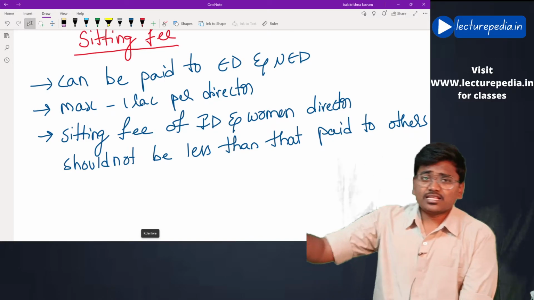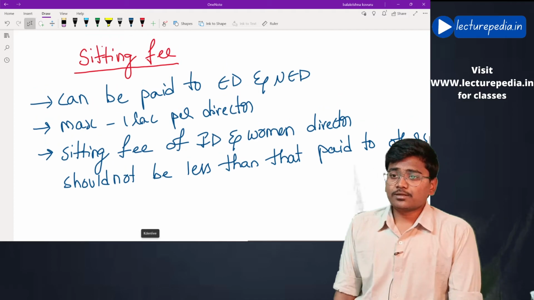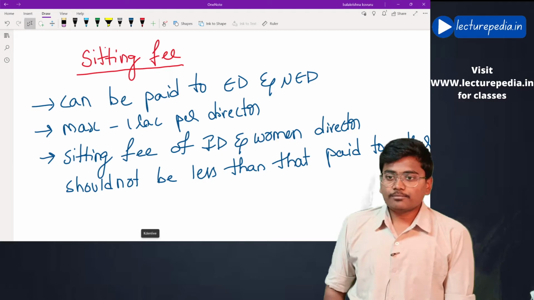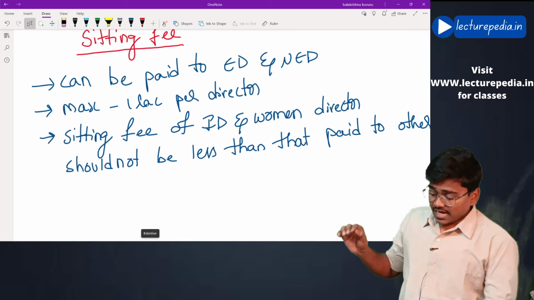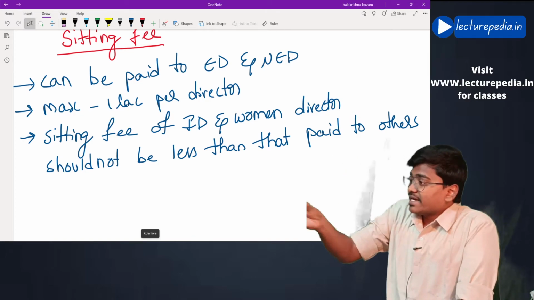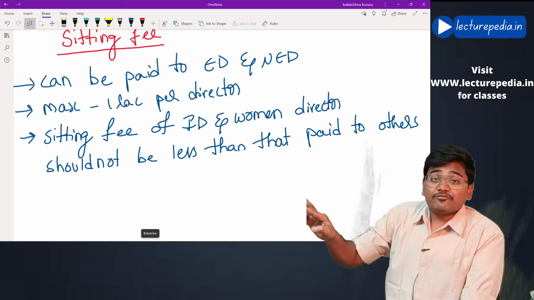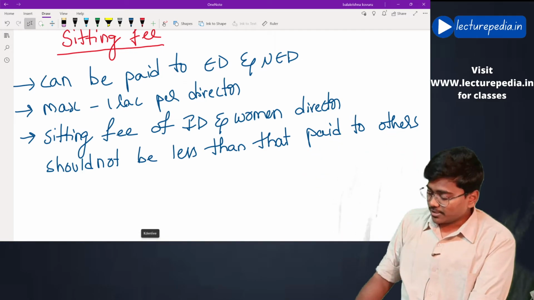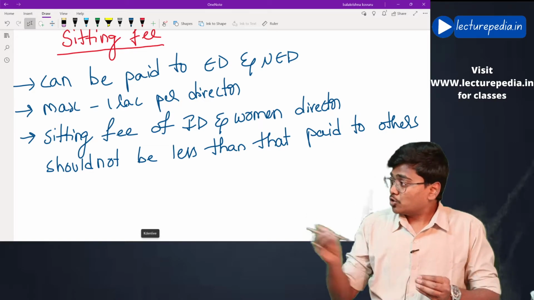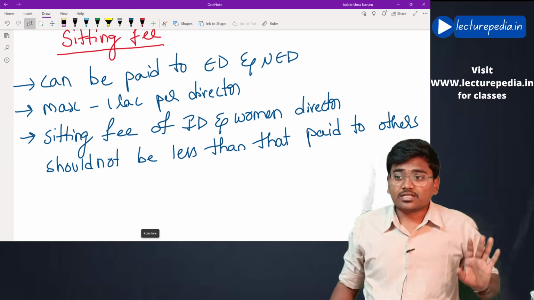But as per ICAI, the syllabus, sitting fee can be paid both to executive directors and non-executive directors, and the maximum amount of sitting fee that can be paid is 1 lakh per director. And there is another point: the sitting fee that is paid to the independent directors and to the women director should not be less than the sitting fee that is paid to the normal directors. Okay, the sitting fee that you pay to an independent director or to a women director should not be less than the sitting fee that you are paying to other directors. Hope that is clear.